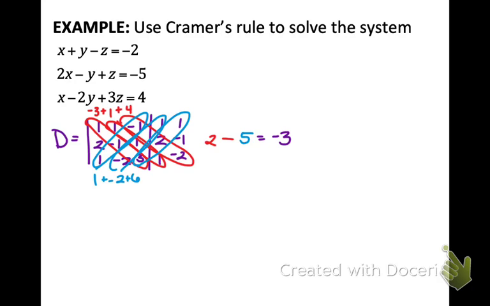You okay with that? Alright, so now let's do our d of x. So now I'm going to take my solutions matrix, or my solution elements, and put them in place of the first column. So I have a -2, a -5, and a 4. My b's stay 1, -1, -2. My c's stay -1, 1, and 3. Repeat the first 2 columns.